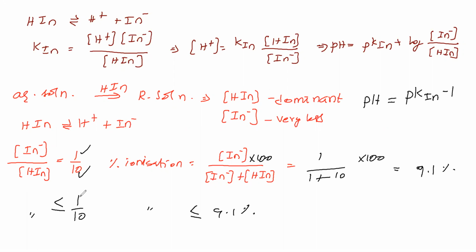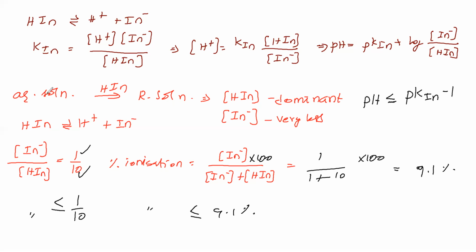That means 1 by 100 we will take. If you substitute 1 by 100 here, then log 1 by 100 is 10 power minus 2. Then pH is equal to pK indicator minus 2 we will get. Therefore, we can say if the ratio is like this, then pH is less than or equal to pK indicator minus 1.